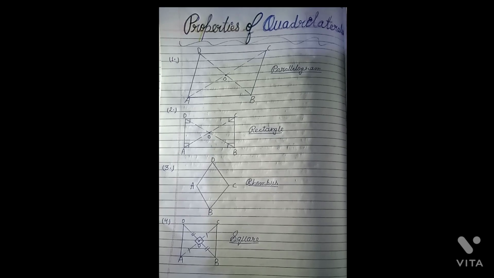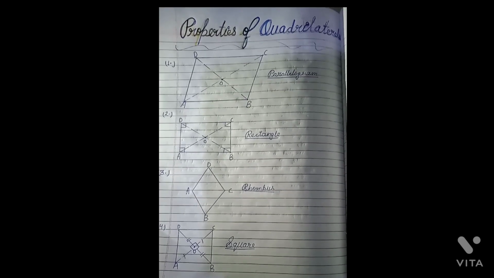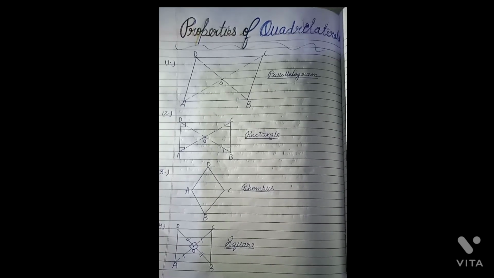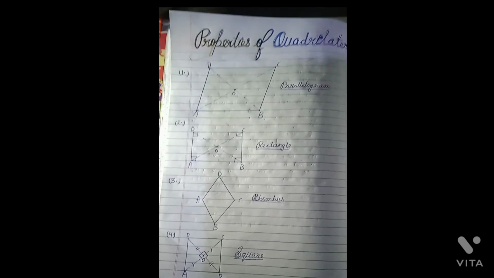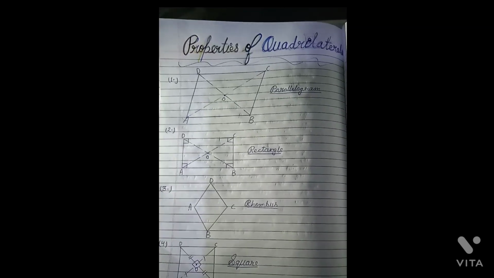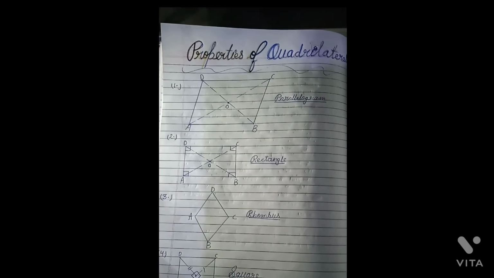So today in this video, I will teach you chapter 8, Quadrilaterals, of Class 9 maths NCERT, in which I shall explain the definition of quadrilaterals and the properties of only one type of quadrilateral, that is the parallelogram. So let's begin the class.